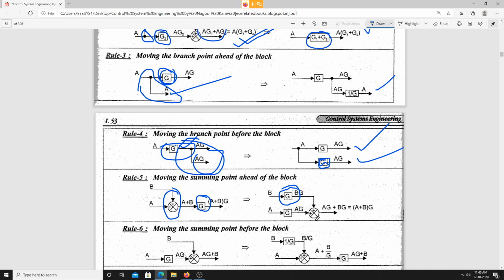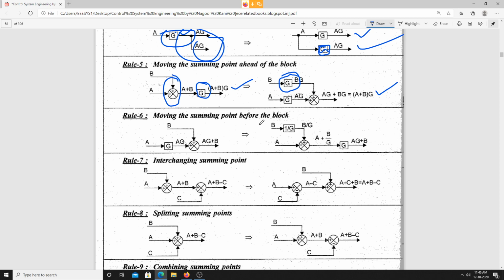Here I am using one summing point, and from that this is the final output. In both cases the output will be the same. And now moving the summing point before the block. I am moving the summing point before the block. Here it does not have the effect of G. If I move this summing point over here, I need to take 1 by G. Is it clear?